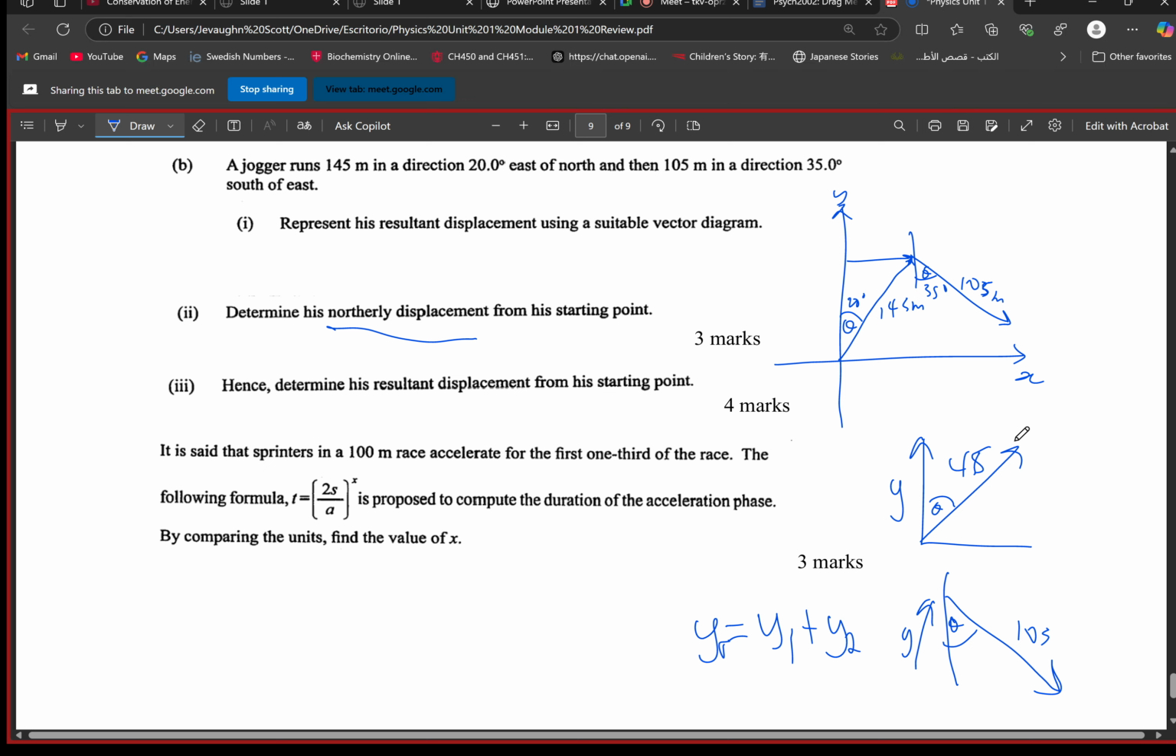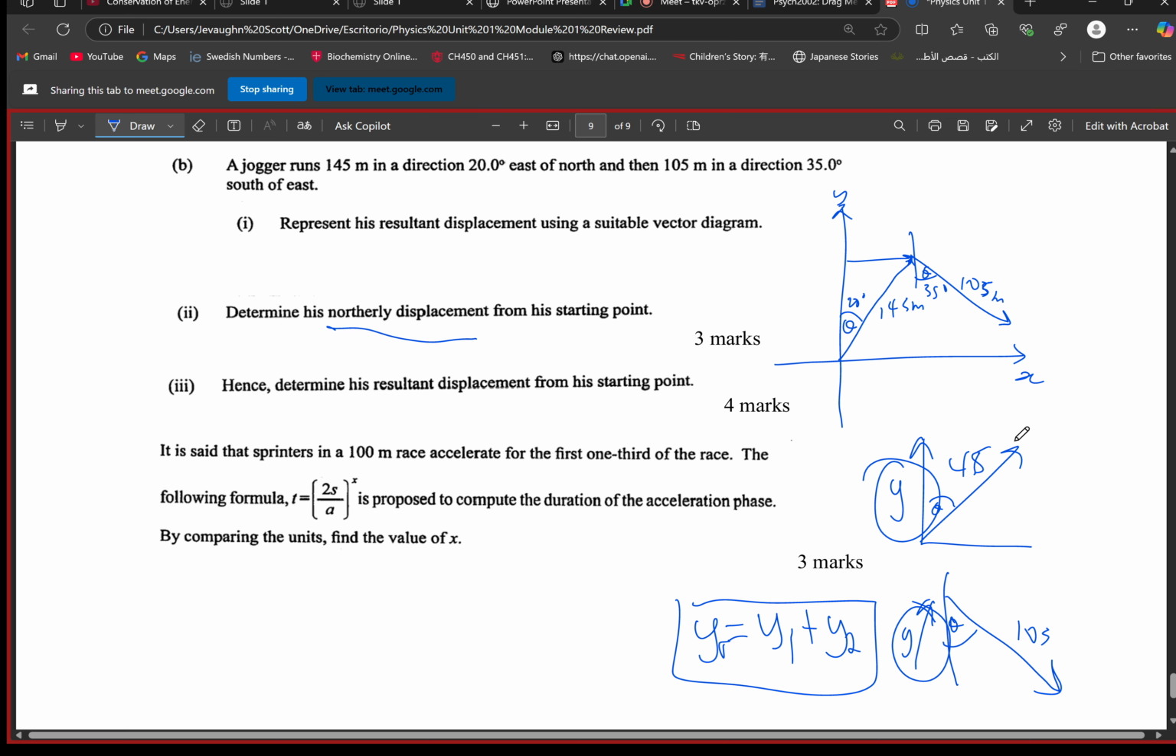So all we have to do is, this would be cos theta for the first one, sine theta for the other one, and you should be able to get that. So what it's asking is: find the y component for the first vector, find the y component for the next vector, add them together, and we have the ultimate northerly displacement.